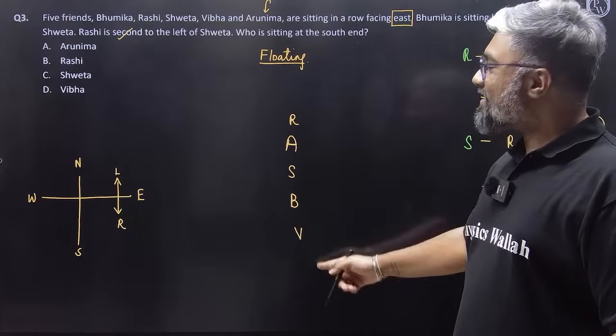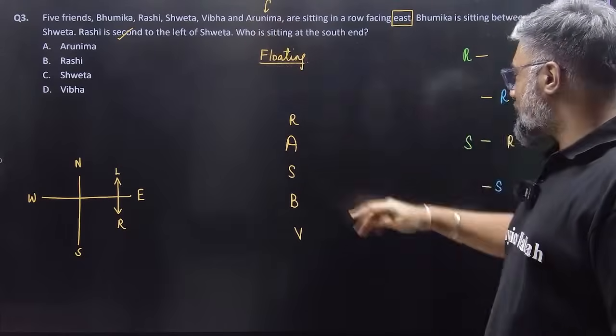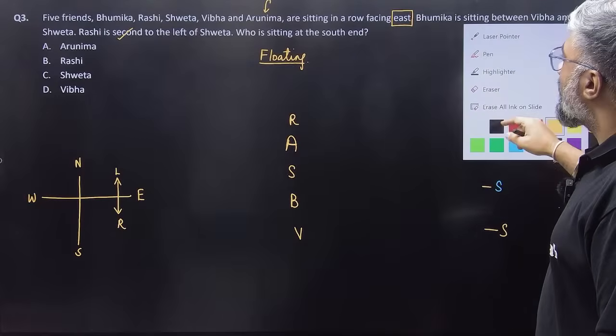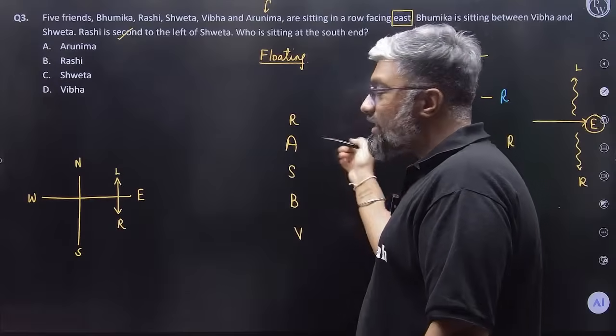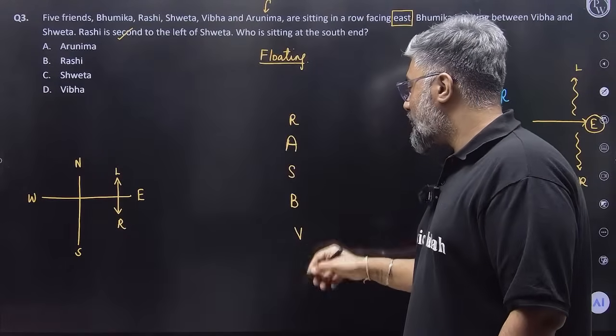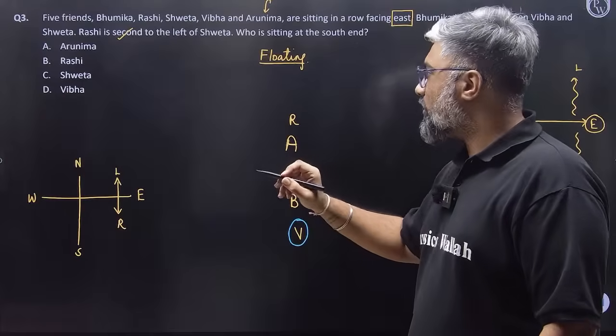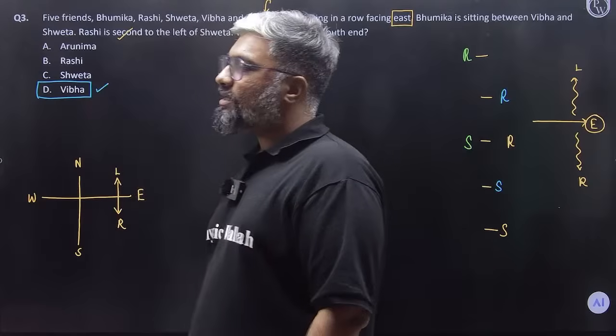So is this arrangement right? Does it match up with all of our conditions? It does. Now let's answer the question. They're asking who is sitting at the south end? If this is east, automatically south will be this direction. Who's at the south end? Vibha is at the south end. Do we have Vibha here? Yes, that's option D.